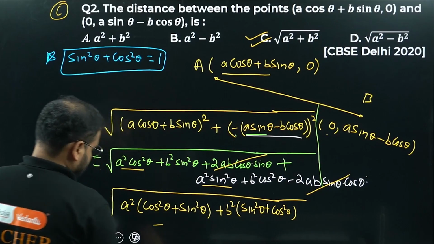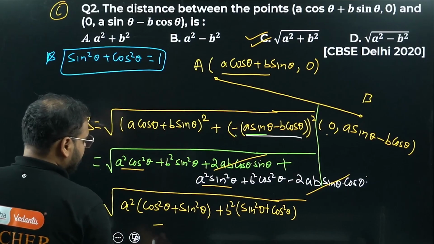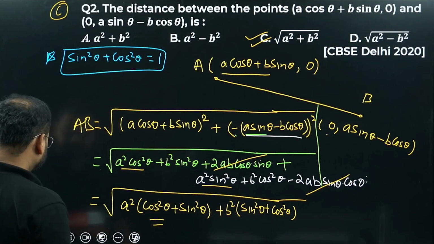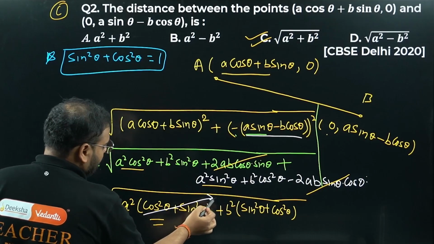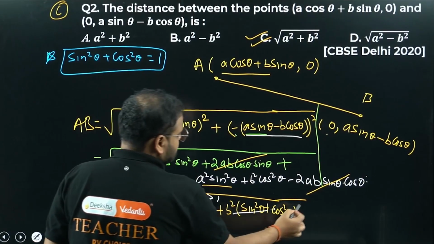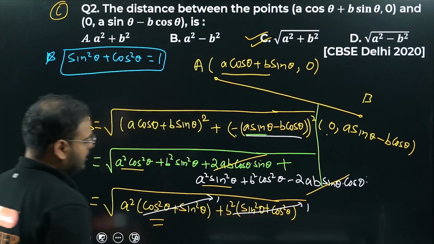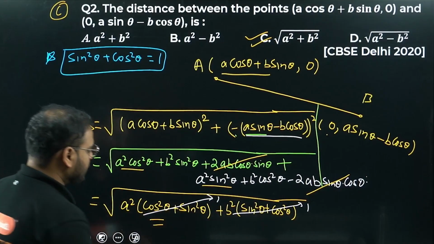So what I'm going to get over here, please check. This whole thing will become 1, and this bracket will also become 1. I'm going to end up with the square root of A square plus B square.